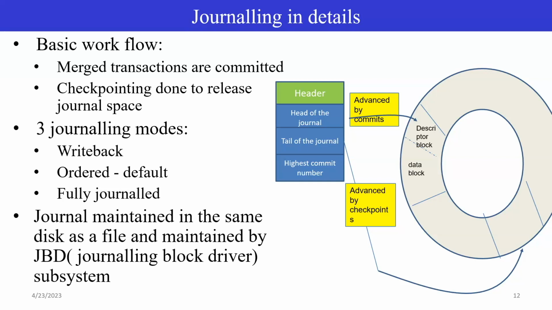The third mode is the fully journaled mode, where you attach your data buffers also to the journal, which is the costliest mode. Suppose you are writing to a particular file, you're attaching all that data to the journal as well. So these are the three modes that are given. The middle mode is the default mode. If you don't give any option, EXT4 is going to come up in this particular mode.